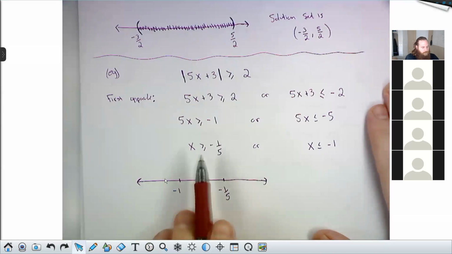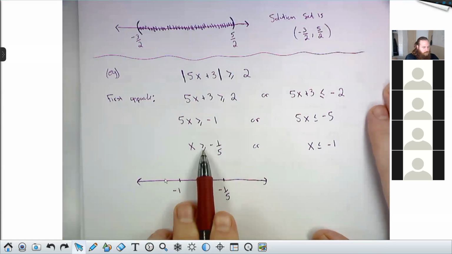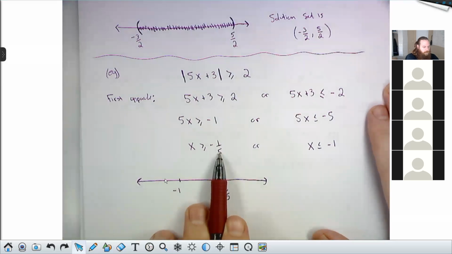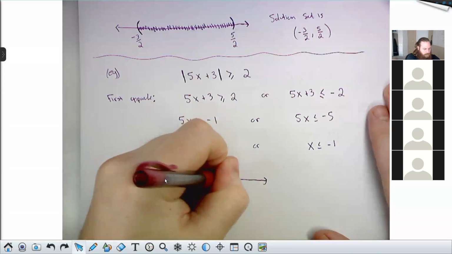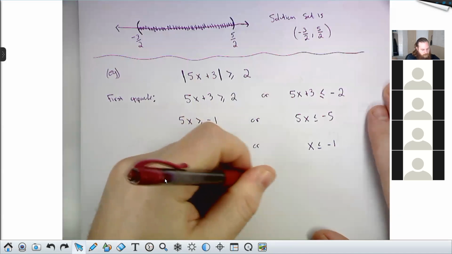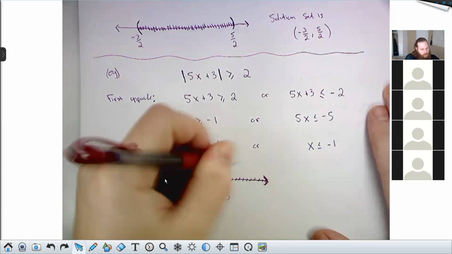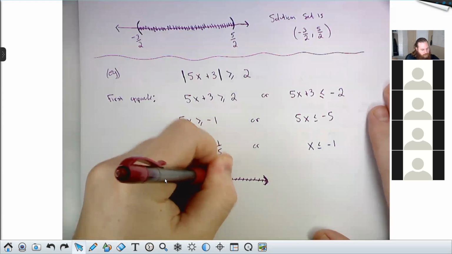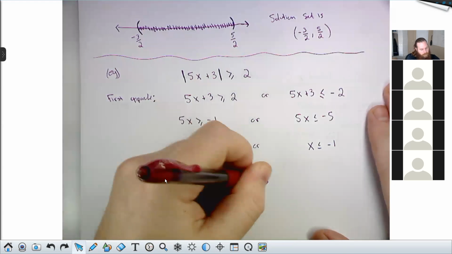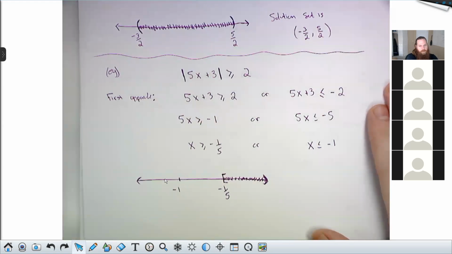Now, I need my x's to be greater than or equal to negative 1/5. That's everything to the right of negative 1/5, including negative 1/5 itself. That's from the "or equal to" part. That tells me to include the negative 1/5.